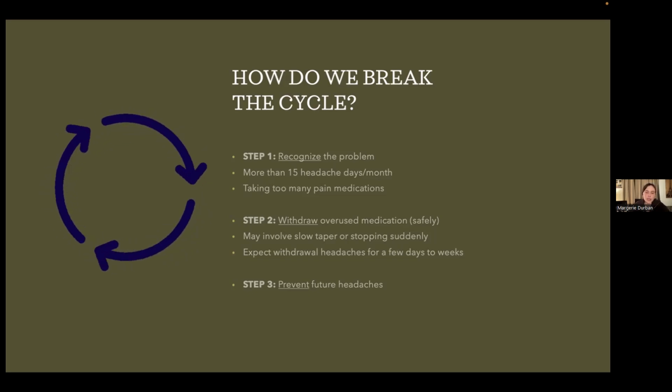Step two is to withdraw the overused medication safely, and there are several different ways to go about that. That's a conversation between you and your neurologist as to how you want to address these medication overuse headaches. Sometimes we'll recommend stopping suddenly, or cold turkey is what we say sometimes. And sometimes we'll do more of a slow taper. We'll start another medication to try and prevent your headaches and slowly taper off the rescue medications.